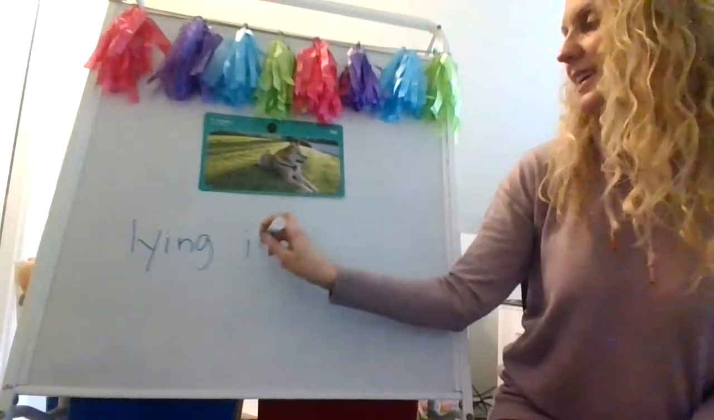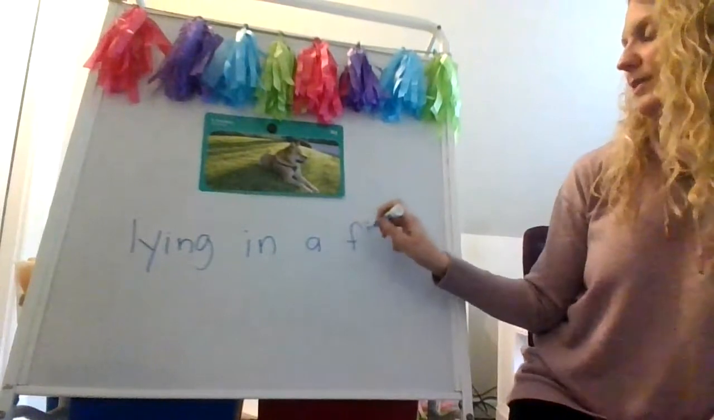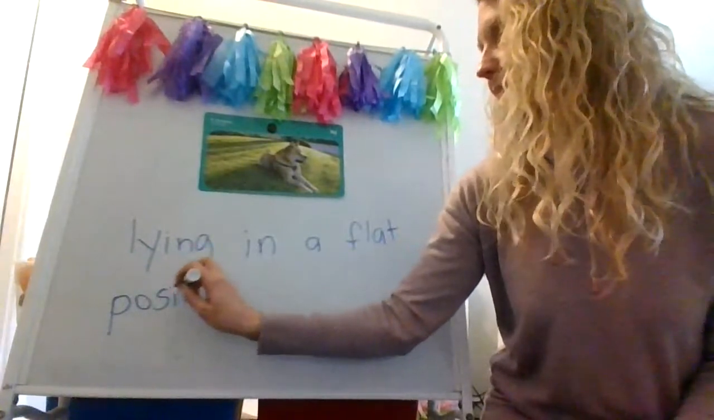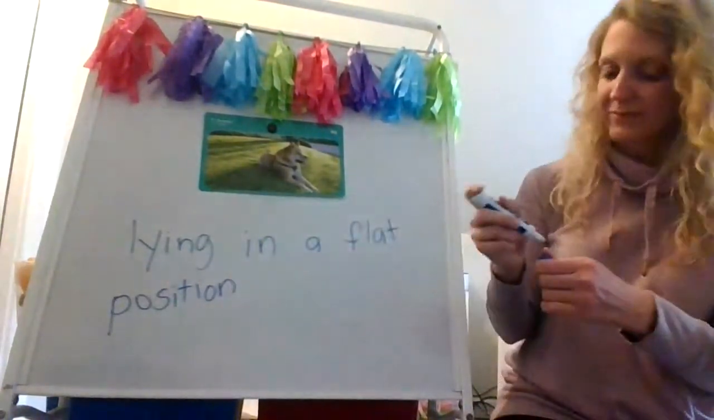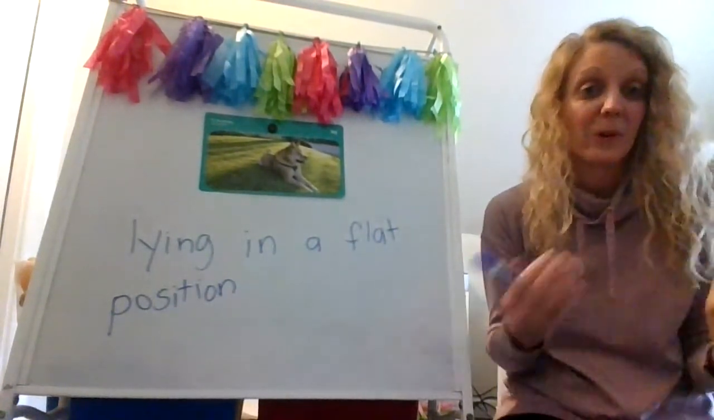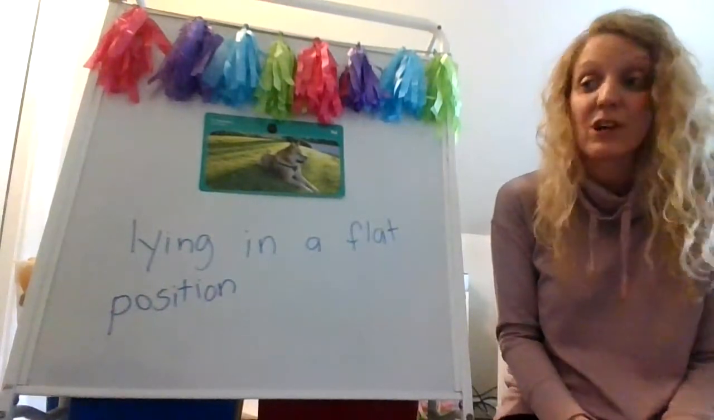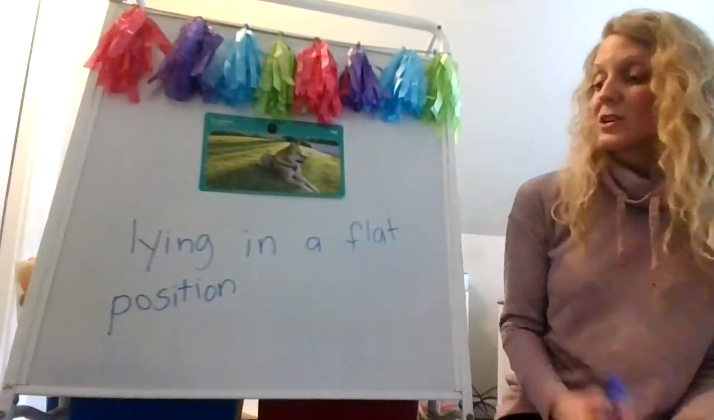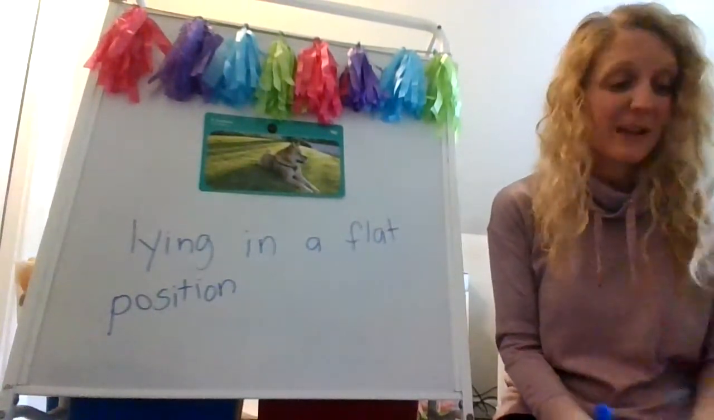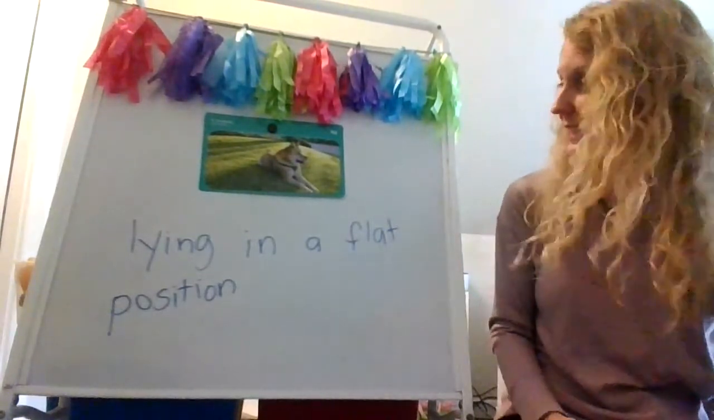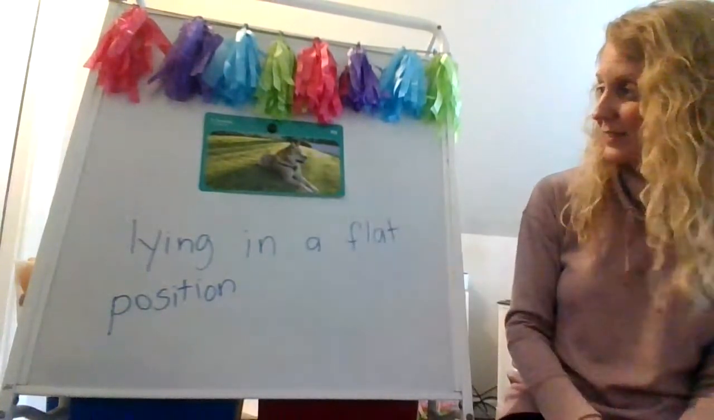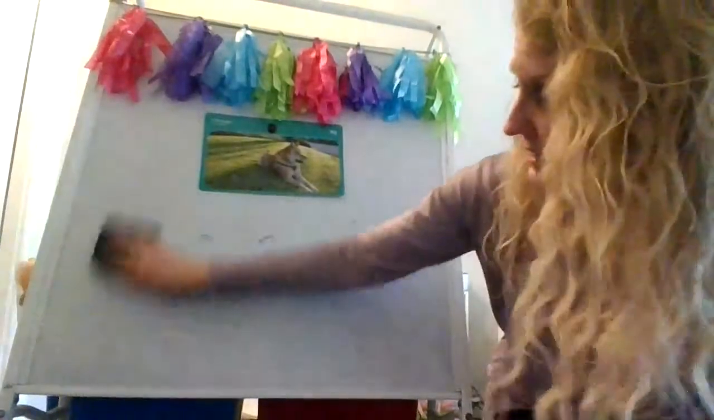Lying in a flat position. All right, so you might think of some times that you were going to lay. Like I said, maybe you lay by the beach, you lay on your bed, you lay next to your teddy bear. Just think of a good example to write on your chart. Lay means lying in a flat position. All right, and that is the last one.